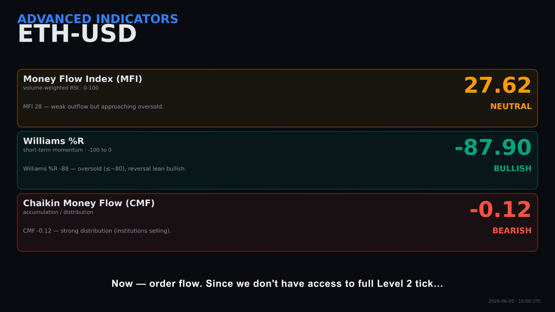And to round out the indicator suite, 3 more advanced reads. Money Flow Index, the volume-weighted RSI, reads 28, signal neutral. Williams %R is at 88, bullish. Chaikin Money Flow reads 0.12, bearish. Together, these 3 confirm whether the volume's actually backing the price move or whether it's just speculative noise.